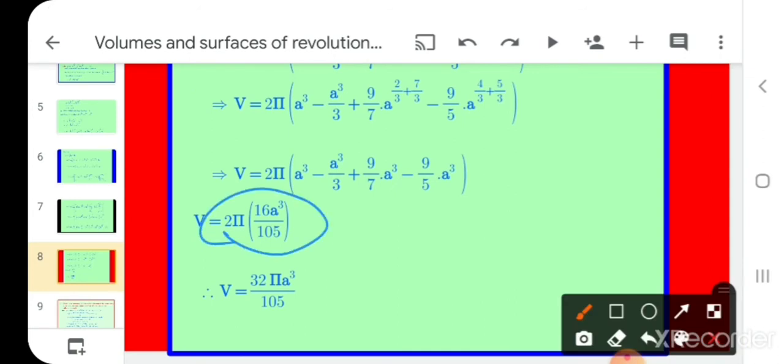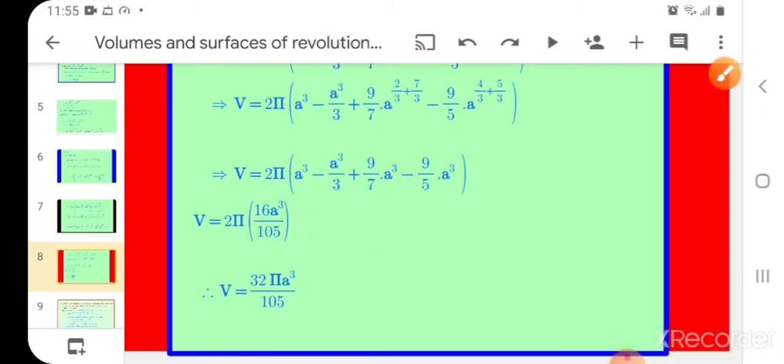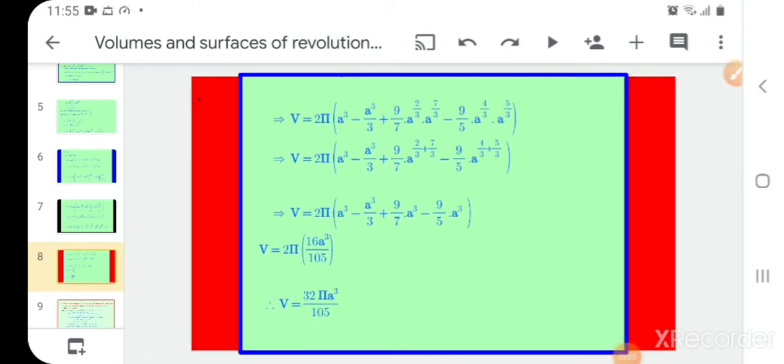And 2 pi is outside. After multiplying we get 32 pi a cube by 105. This is the volume of the given curve revolved about the x-axis.